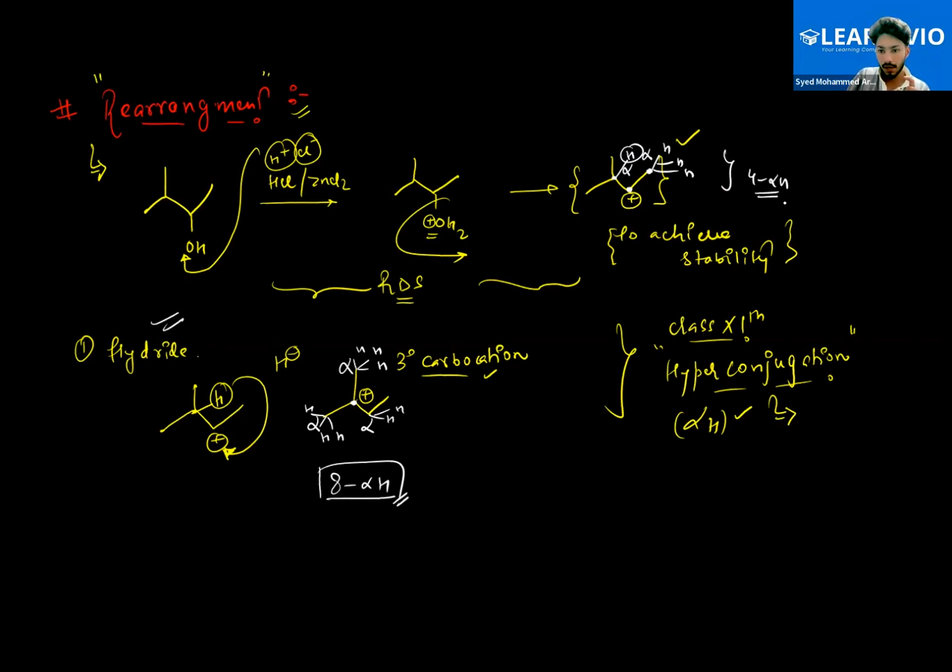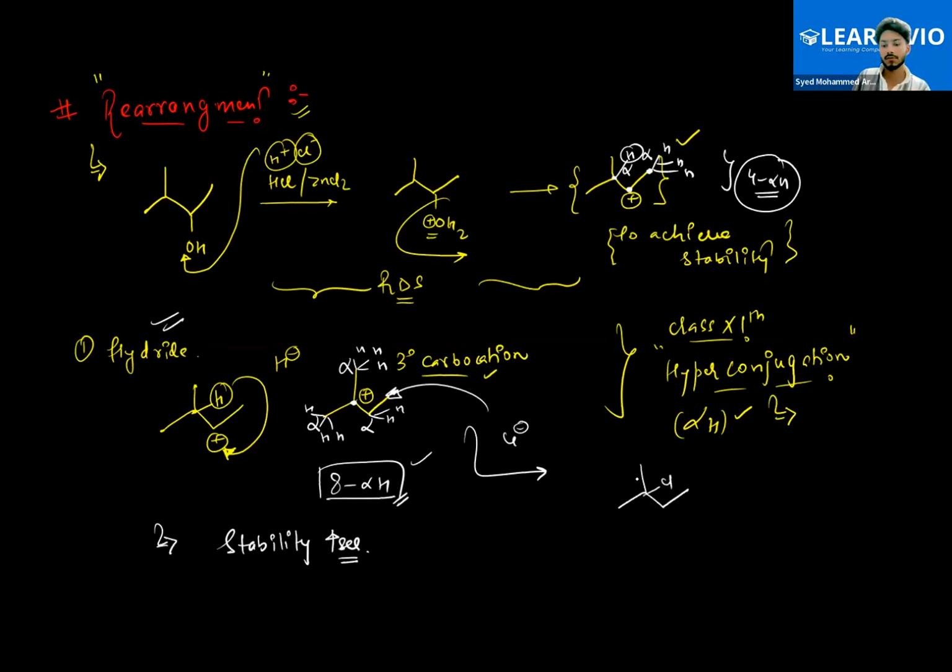Before doing the hydride shift, my alpha H count will be 4. But after doing the hydride shift, I am having 8. So you can see the increment in the alpha H. This means that the stability will increase. If my stability increases, then my reaction will proceed, and my Cl minus now attacks this position and I will get this compound. Fine. So this is the first type of rearrangement.